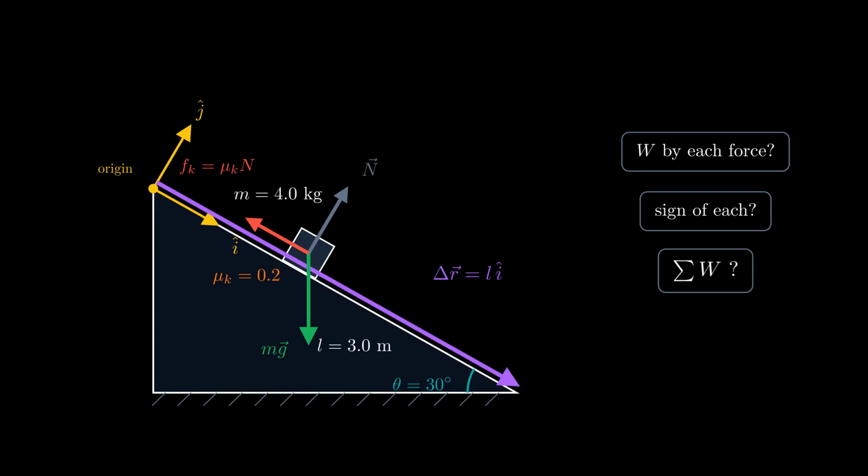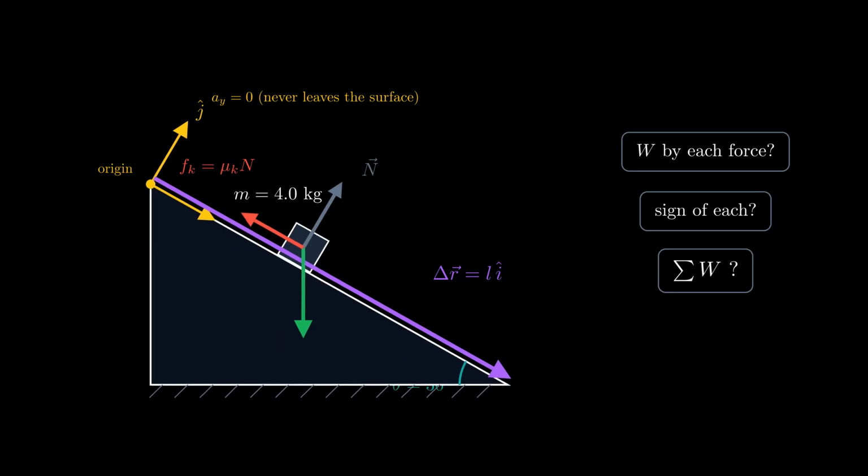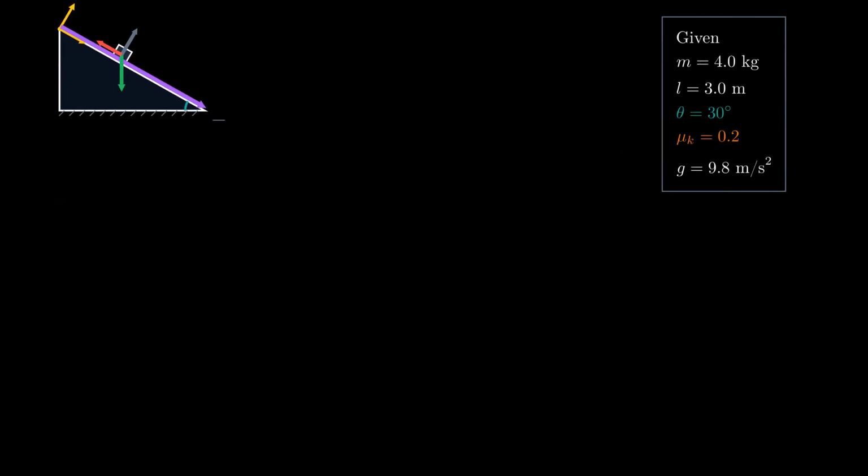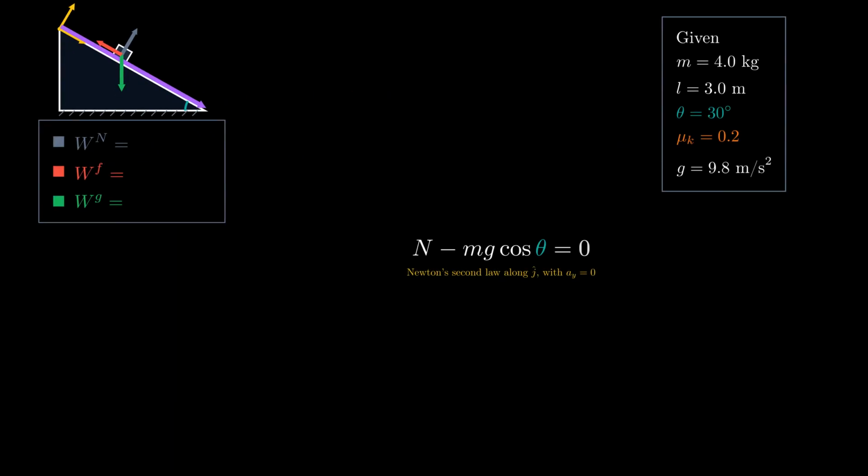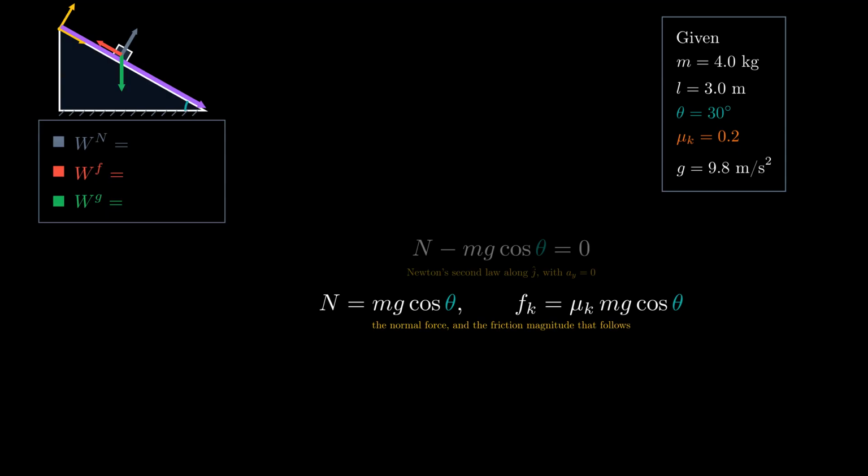Before computing any work, we need N. The object never leaves the surface, so its acceleration perpendicular to the slope is 0. Newton's second law along j hat reads N minus mg cosine theta equals 0. So N equals mg cosine theta, and the friction has magnitude mu sub k mg cosine theta.